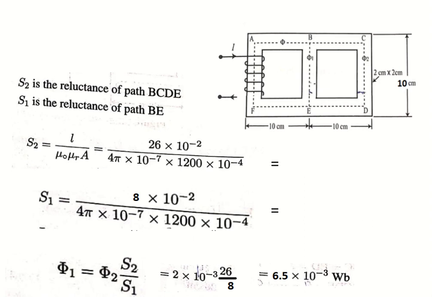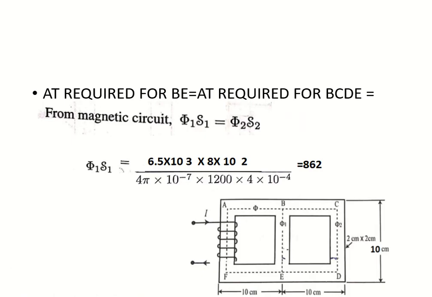Okay, next we are going to find the value of reluctance S1 and S2. S1 is L by mu 0 mu r into A. Here mu 0 mu r and A are same. L value is changing. Here L for S1 is 8, 10 minus 1 minus 1, 8. Here for S2 it is BCDE, it is 26. So find these values and find the value of phi 1. Phi 1 equal to phi 2 into S2 by S1. Since I am directly dividing this, the denominator gets cancelled. So 26 by 8. So the value of phi 1, check whether you are getting it as 6.5 milliweber.